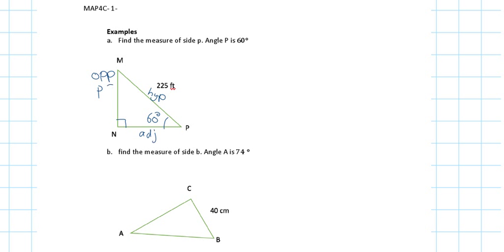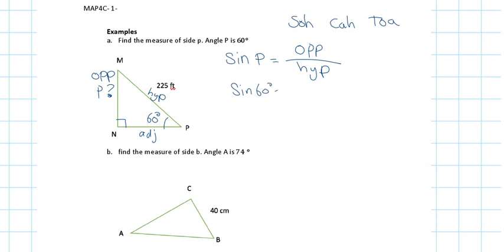I am looking for this side, so I'm looking for the opposite. And which one do I know? The hypotenuse. So which trig ratio do I use? Sine. Sine P is equal to the opposite over the hypotenuse. The reason I chose sine is because I'm looking for the opposite and I know the hypotenuse. So that's sine 60 equal to opposite over 225.